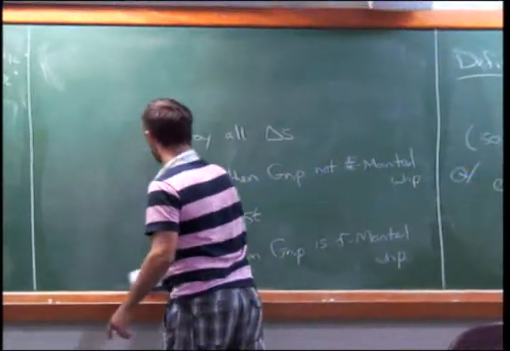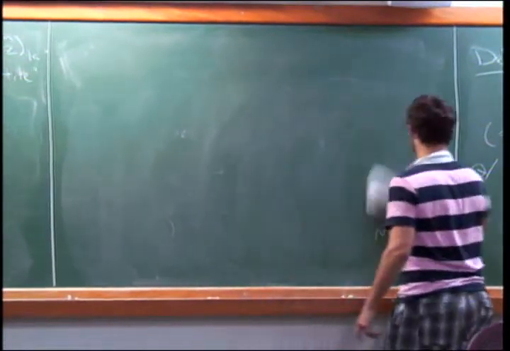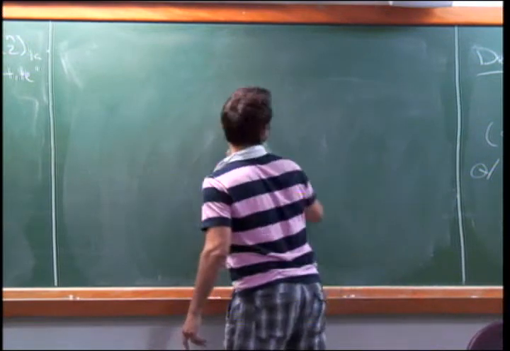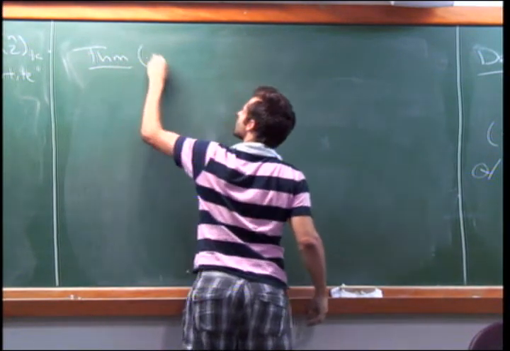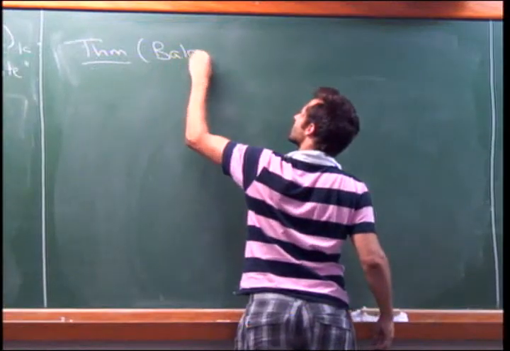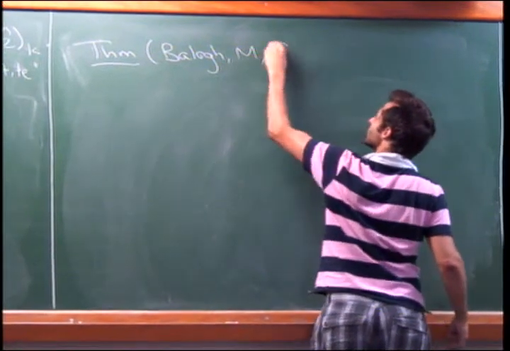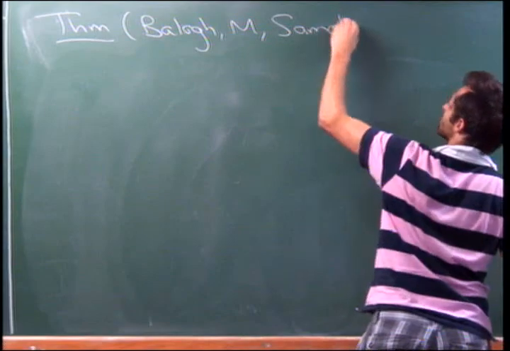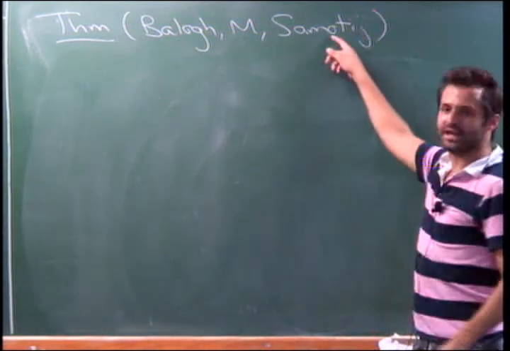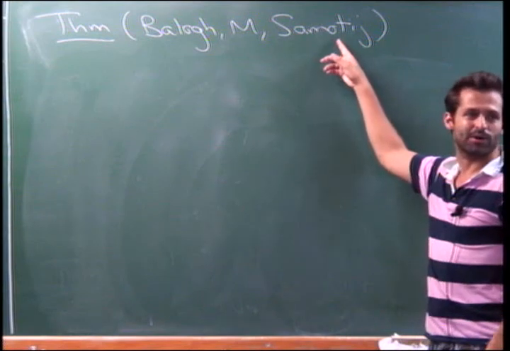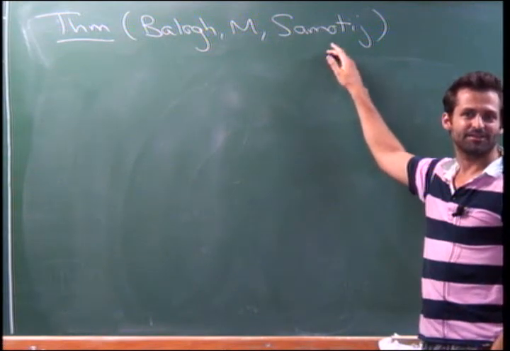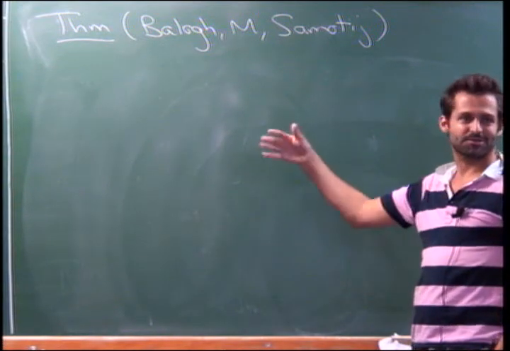I want to tell a theorem of Balogh, Morris, and Samotij. This is Wojtek, who gave the mini course. This is basically what he was talking about for those who were there, but he only really got onto it near the end.